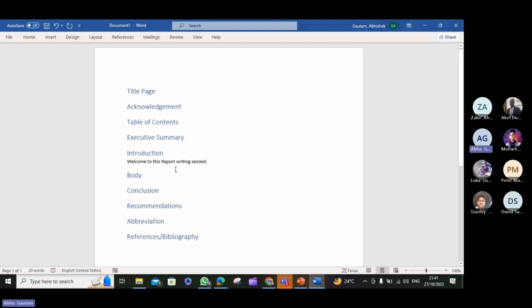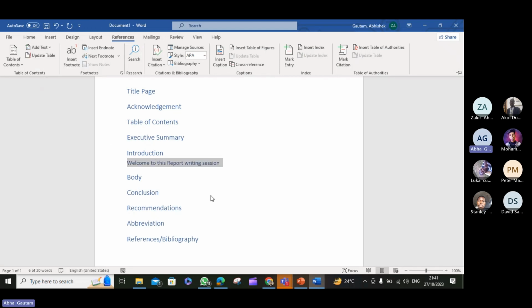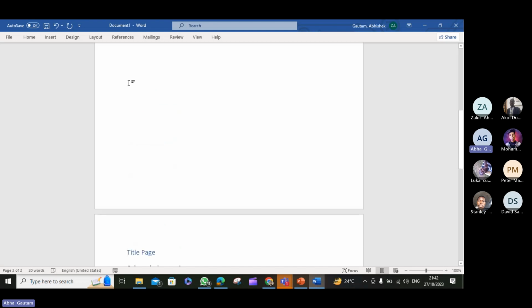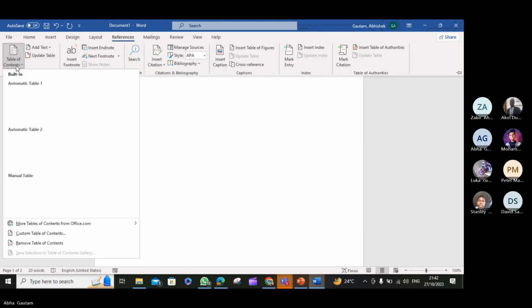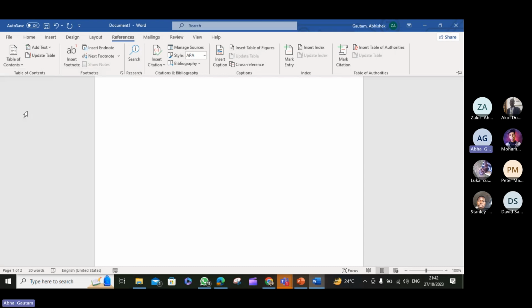Okay, so this will come under the heading and I want it to be a subheading. Then I can go to the references section, go to add text, and I can make it level 2. That means the subheading. Now what I want, I'm pressing Control and Enter to shift it to another page. Now I want the table of contents. So I can choose whichever option I like from the references and then table of contents. So let's keep this one.